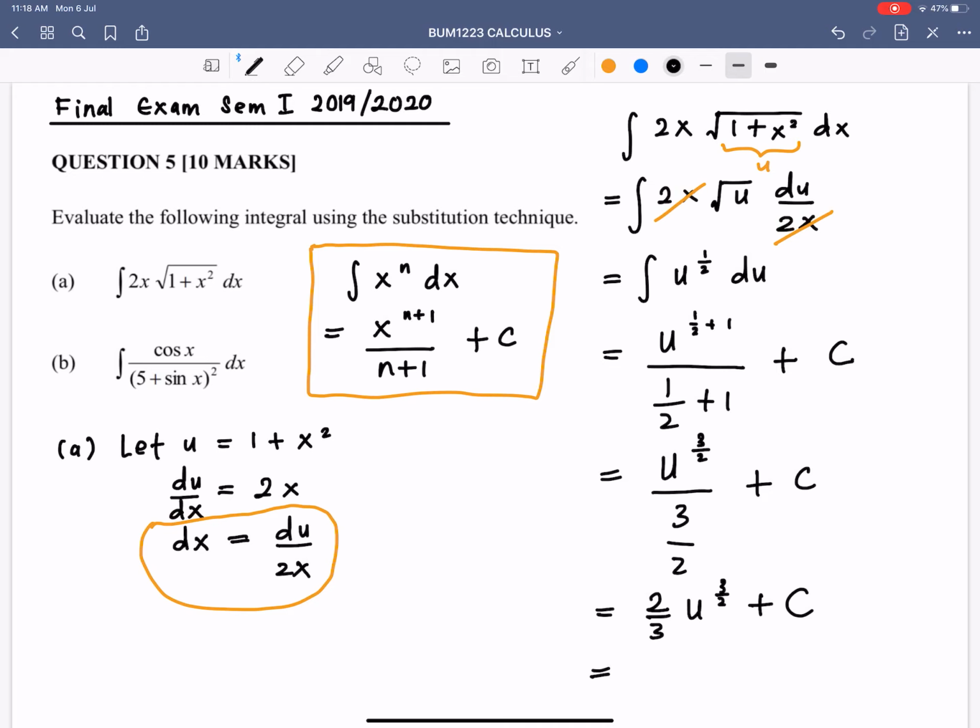So we know that u is equal to 1 plus x squared. From there, we will substitute u with 1 plus x squared. So 2/3 times (1 plus x squared) to the power of 3/2, plus c. So this is our final answer for question A.